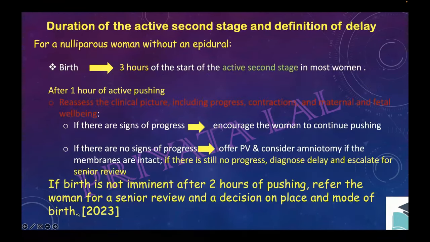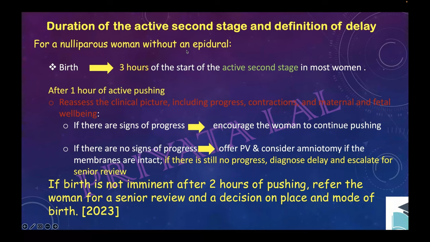Now, duration. This is all about the duration of the second stage of labor and delay. In the previous guideline, they have not mentioned the patient with epidural or without epidural. The basics are still the same as previously, but now they have made it more complicated. They have divided this into nullipara with epidural, without epidural, and multipara with epidural, without epidural.